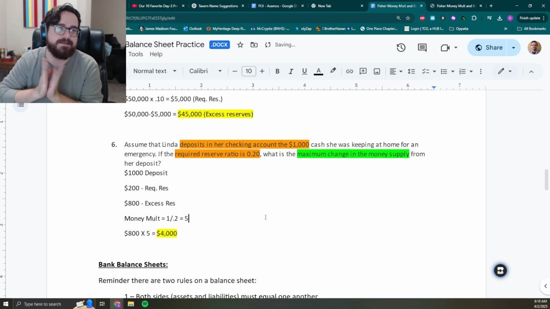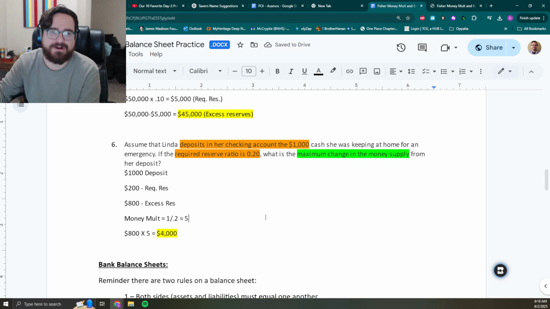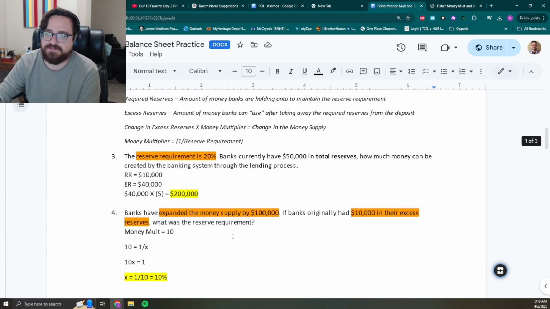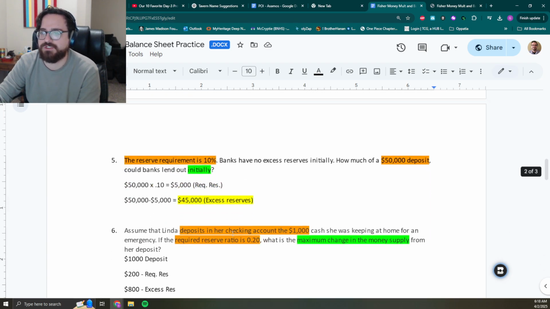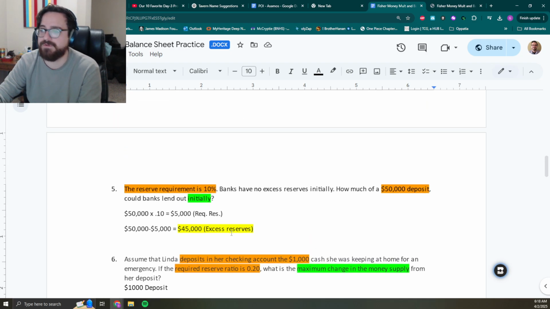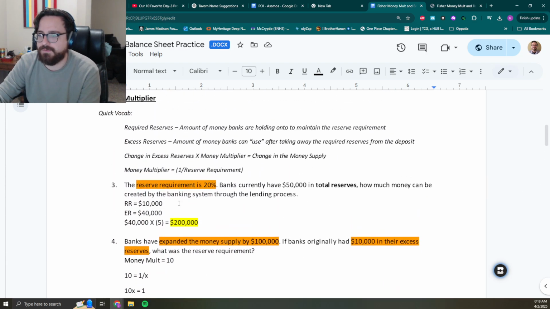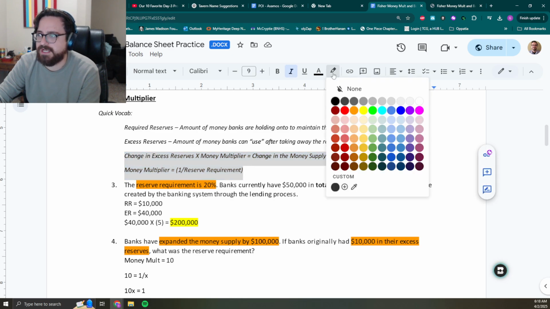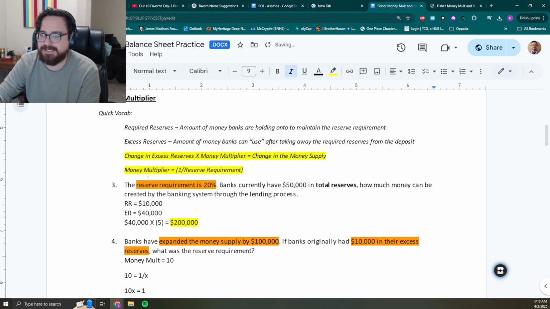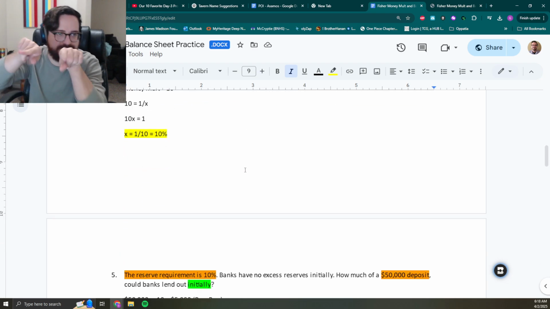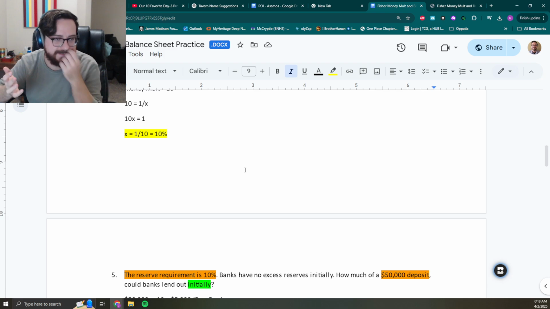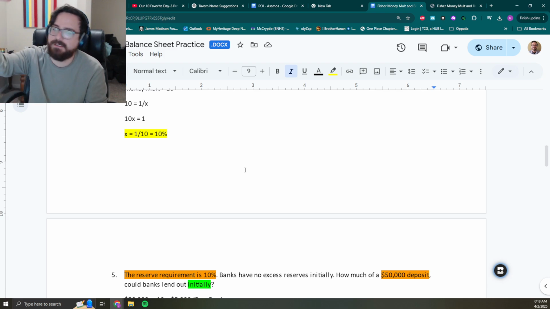Boom, ta-da! So these problems, not necessarily that hard. These would all fall under what I would call multiple choice question possibilities on the AP exam, because you could just throw a bunch of numbers as multiple choice answers here, because all you've got to know is what you're actually looking for and what equation you're actually using. The good news is there's only 2 equations I was using. Change in excess reserves times money multiplier equals change in the money supply, and money multiplier equals 1 over reserve requirement. Technically, you also have to logic out the deposit split, but that's not really an equation. That's just a logical understanding of deposit, percentage goes to required reserves, percentage goes to excess reserves.